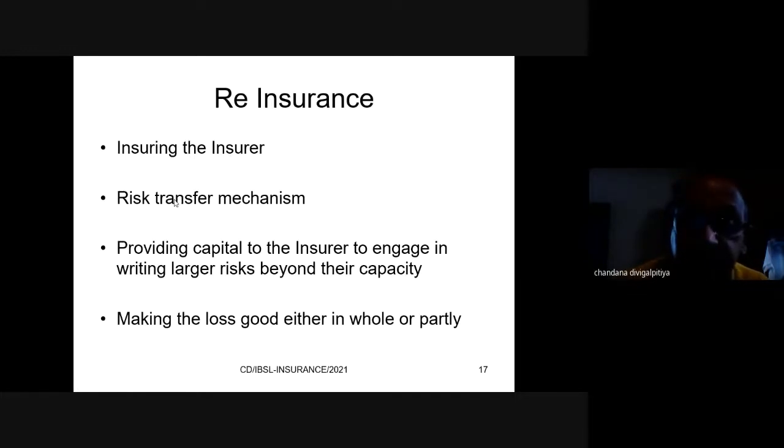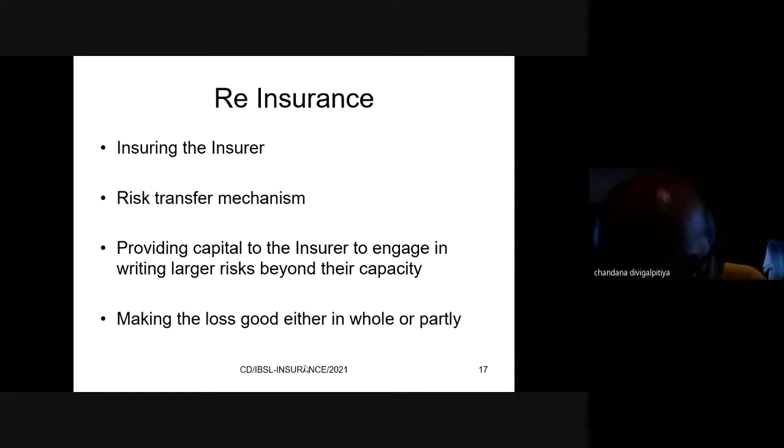That's also a reinsurance mechanism. The advantage is that the reinsurer provides capital to the insurer to engage in writing larger risks beyond their capacity. If the insurance company wants to take a bigger risk beyond their capacity, they can go to the reinsurer and get it insured, managing the loss either wholly or partially. So reinsurance means the insurance company insuring once again large risks.